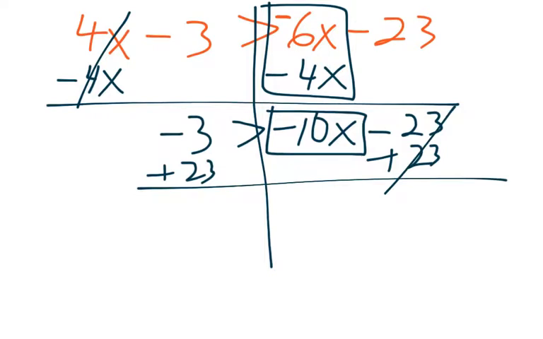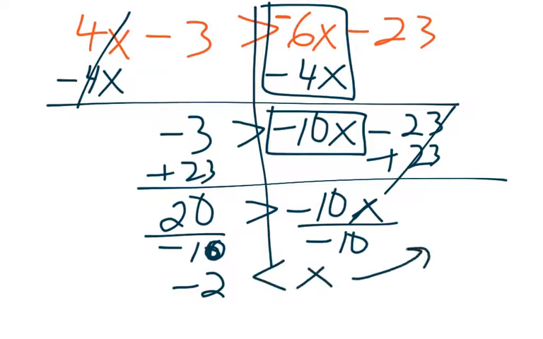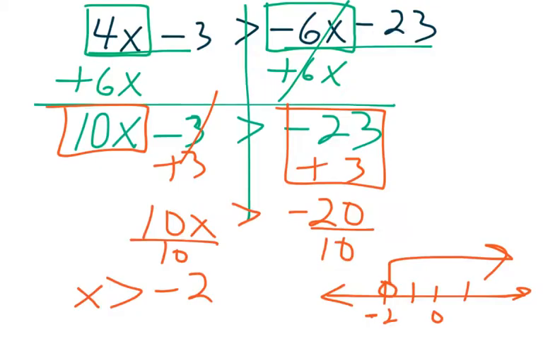Negative 3 plus 23 is positive 20. Bring down your negative 10x. Last step is going to be to divide by negative 10. So we go left to right with our math work. We have negative 2, but we do have to flip the sign because we divided by a negative. And now we should rewrite that as x is greater than negative 2. And if you remember, that's the same exact answer we got before.